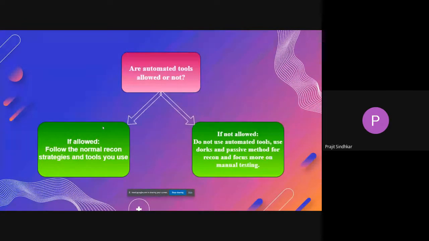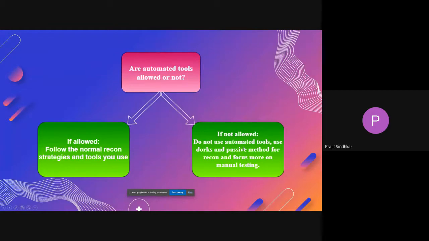But should it stop here? No. You should have a secondary set of recon methodology, one which uses passive methods. So now, if allowed, follow the normal recon strategies and tools you use, and if not allowed, do not use automated tools. Use dorks and passive methods for recon, and focus more on manual testing.